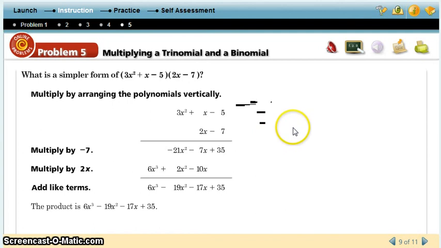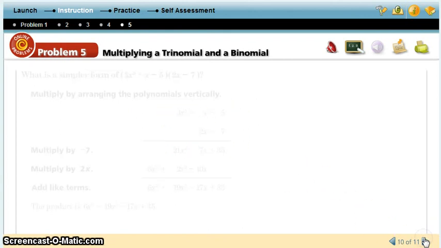plus 35. Now another way you could do this is just distribute 2x to each one of these and distribute negative 7 to each one of these terms and then simplify, which is the exact same thing they did here. They just aligned it vertically to distribute each one of those before adding.